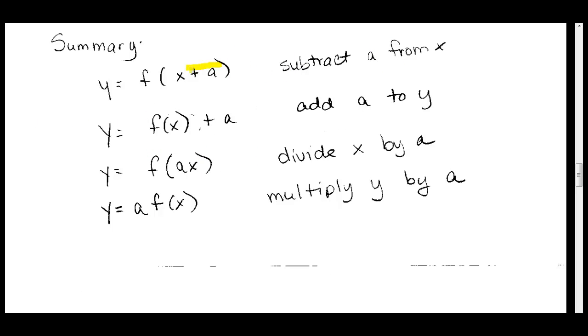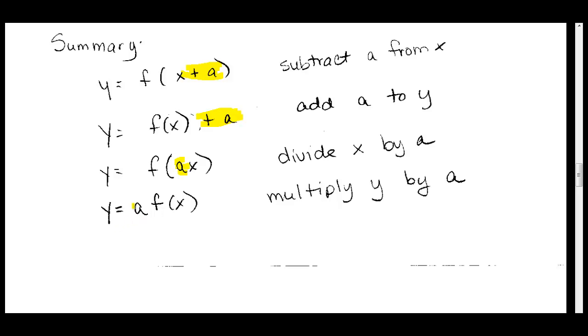In summary, if you add an a to your x before the function happens, you're going to be subtracting the a. If you do your adding a after the function happens, outside the parentheses, outside the radical, you're going to be adding a to the y. If you multiply your x by a inside the parentheses, inside the radical before the function happens, you're going to be doing the opposite, dividing your x by a.